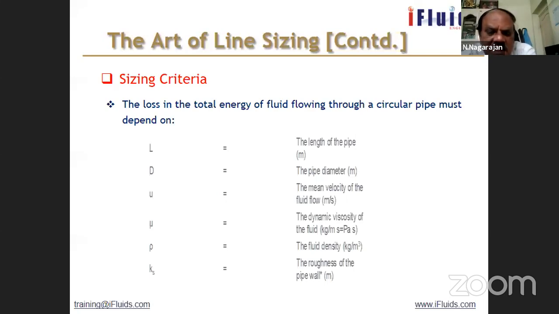Okay. The velocity you can easily calculate. You know the volumetric flow, let us say meter cube per second through the pipe, and you know the diameter of the pipe. You can calculate the pipe cross-sectional area, pi d square by 4. So divide the volumetric flow, meter cube per second, by the pipe cross-sectional area, meter square, and you will get meter per second. That is the velocity of fluid flowing through the pipe. That is a mean velocity.